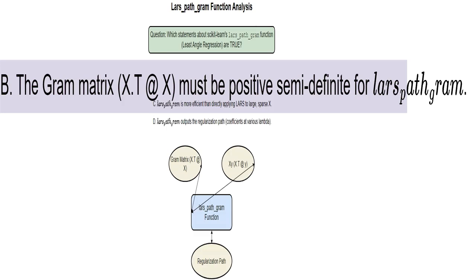I explain why the gram matrix must be positive semi-definite. The gram matrix needs to be positive semi-definite for the lars_path_gram algorithm to work correctly. If it's not, the results could be unstable. This condition ensures the matrix is mathematically well behaved during calculations.